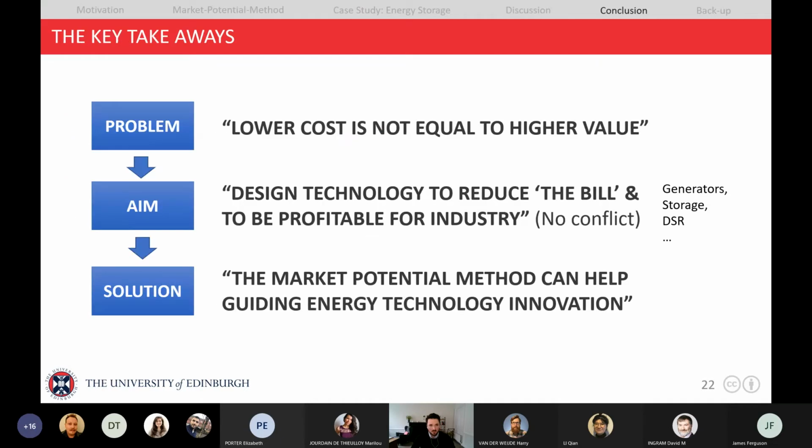There's something for afterwards. The key takeaway is, okay, we have a problem: lower cost is not equal to higher value. The aim is that we want to design technology to reduce the bill, to be profitable for industry, and that's actually not a conflict at all. The solution could be, for example, the market potential method that helps guide energy technology innovation on which path to go.